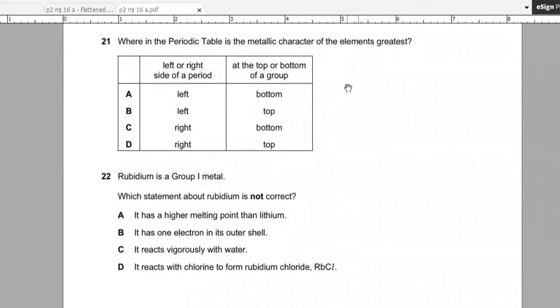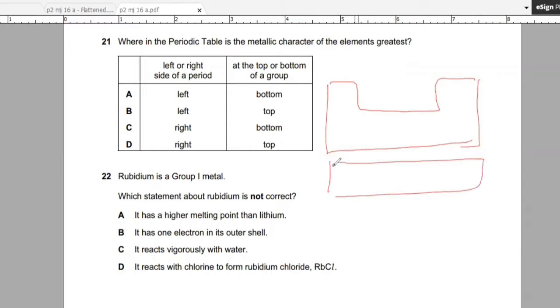21. Where in the periodic table is the metallic character of the element greatest? Just frame the periodic table in your mind. The periodic table is just a schematic diagram. Let me draw it over here. The periodic table looks like this, right?